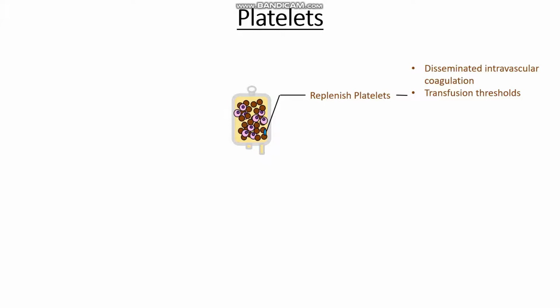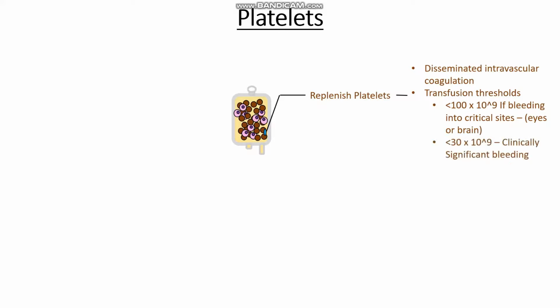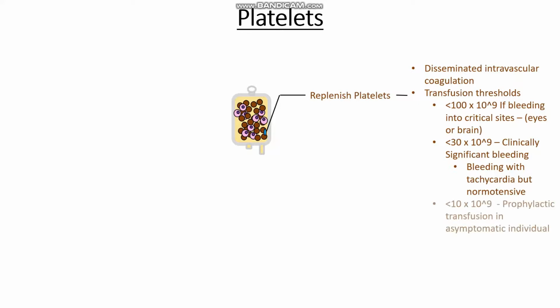If we have a look at the first one, and this is for critical sites of bleeding, so things like your brain or your eyes, we tend to consider giving platelets if our platelet count falls below 100. The next one where we might consider giving a bag of platelets is if we have clinically significant bleeding. This is when we have lost about 15 to 30% of our blood. So our patient has tachycardia, which means a fast heart rate. The heart rate is compensating for the blood loss, so their blood pressure hasn't quite dropped yet. So if they have a tachycardia and they're normotensive and their platelets are below 30, you can consider giving a bag of platelets.